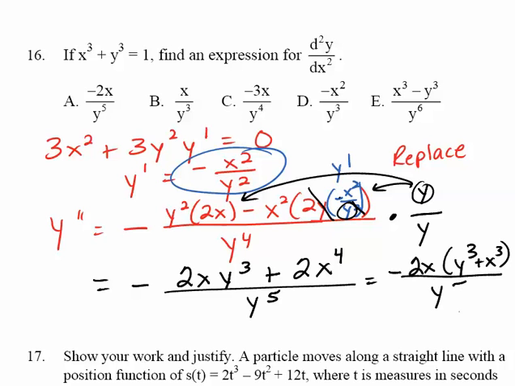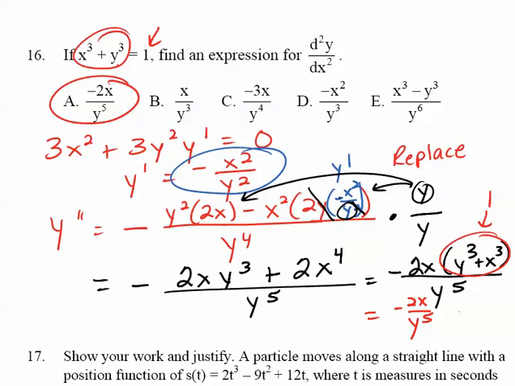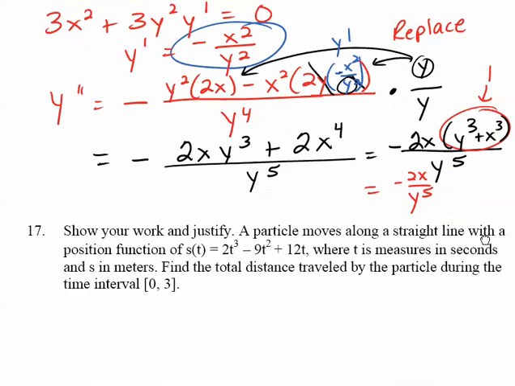Remember, we're looking for one more substitution. So this should look familiar. y cubed plus x cubed. Right there it is in our original. So that value gets replaced with 1. So our expression simplified nicely to the opposite of 2x over y to the fifth. And there it is. All right.